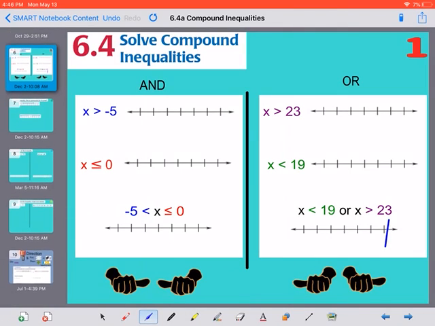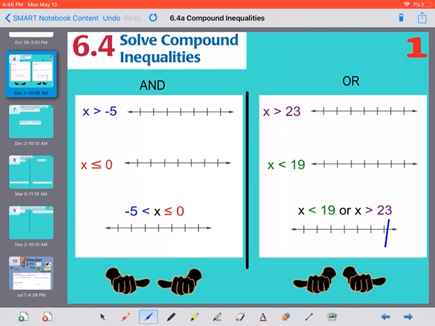Today we are solving 6.4, doing compound inequalities. So what is a compound inequality? It simply means, just like a compound sentence joins two sentences with the word and, or, but, or something like that, a compound inequality joins two inequalities.